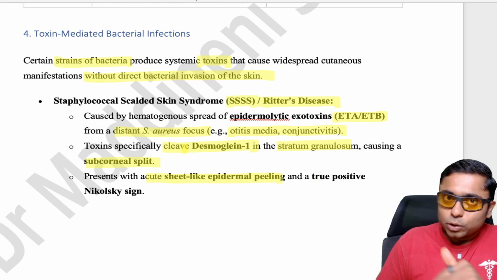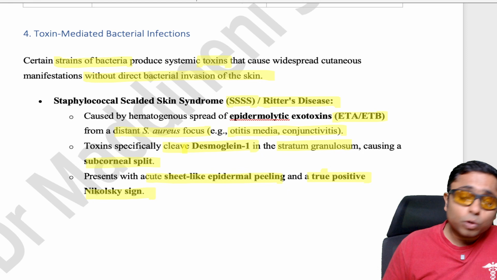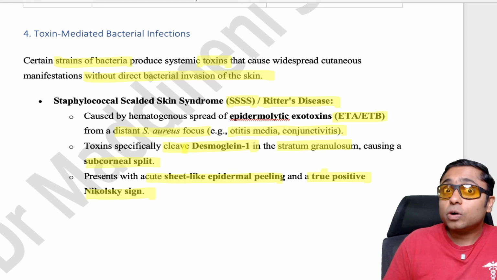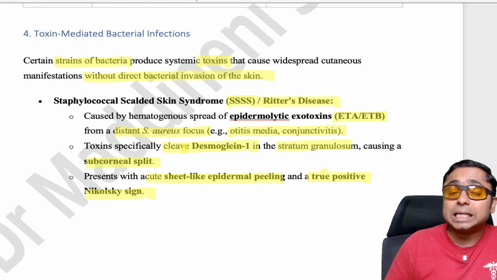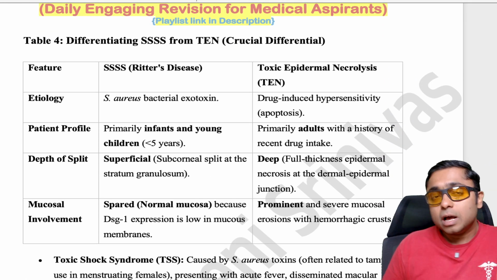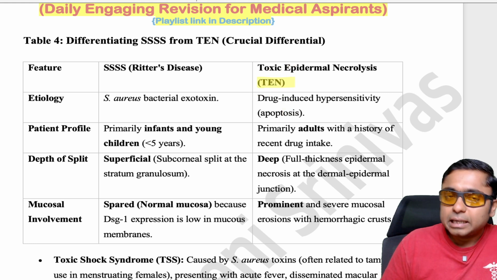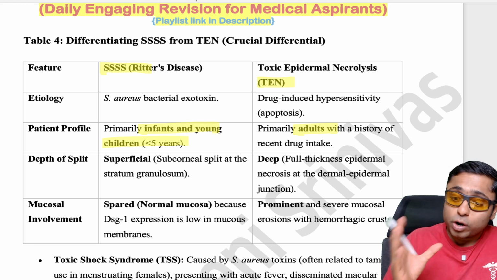And coming back to Ritter's disease, staphylococcal scalded skin syndrome, it is a true positive Nikolsky sign, which we are going to see in this condition, because the underlying problem here is acantholysis. Remember this very important point, recently asked in the examination. So how to differentiate between SSSS and TEN? Very easy. TEN is usually seen in adults, whereas SSSS is seen in infants and young children. That is the first important point to differentiate.